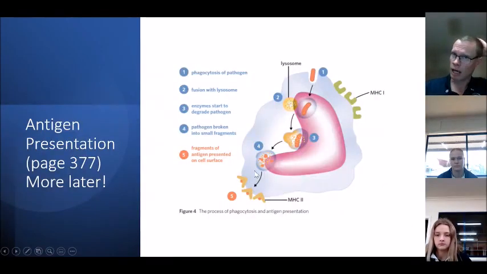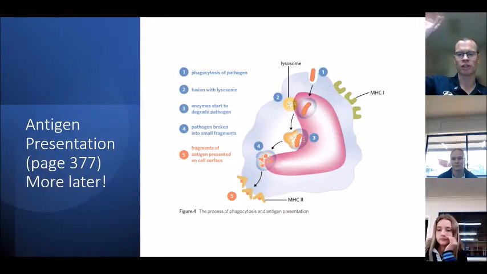In this diagram, what it's showing you is that it breaks down fragments of the pathogen and binds them on the surface with MHC2. So it basically holds them up like a flag saying, here it is, this is the pathogen, I want you to come and do something about it.